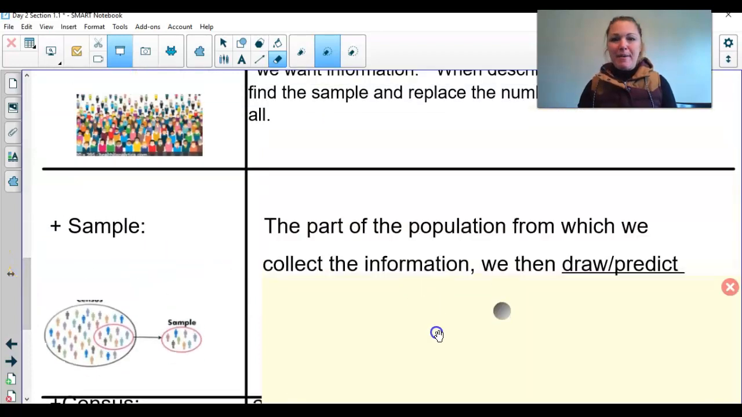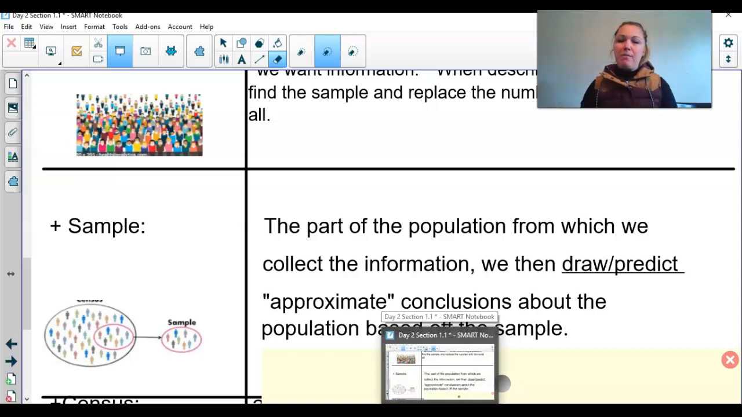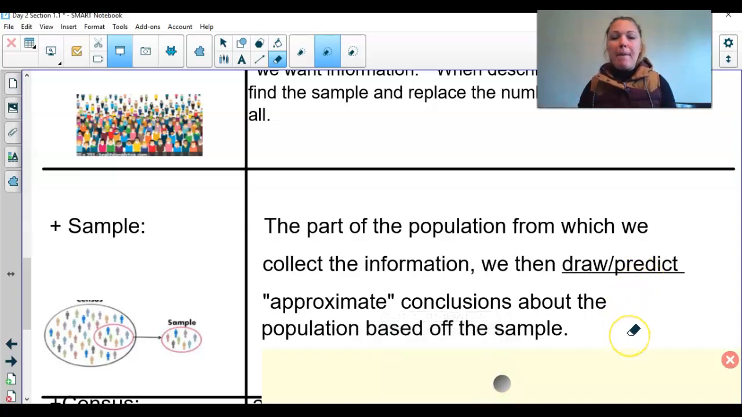Okay, so what is the sample then? The part of the population from which we collect the information. We then draw, predict or approximate conclusions about the population based off the sample. And I've already talked a lot about that. So you can see the whole population there. We take a random sample that represents the whole population, okay? And then we draw conclusions about that population.